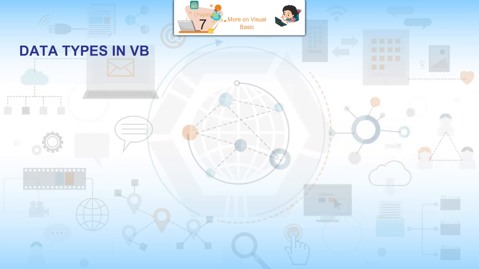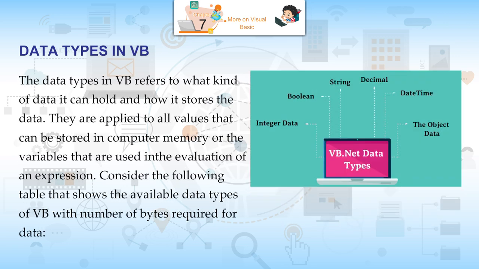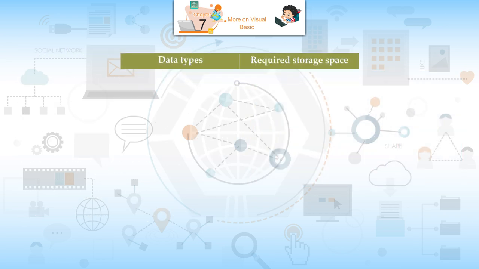Data types in VB. The data types in VB refer to what kind of data it can hold and how it stores the data. They are applied to all values that can be stored in computer memory or the variables that are used in the evaluation of an expression. Consider the following table that shows the available data types of VB with number of bytes required for data. Data types, required storage space.